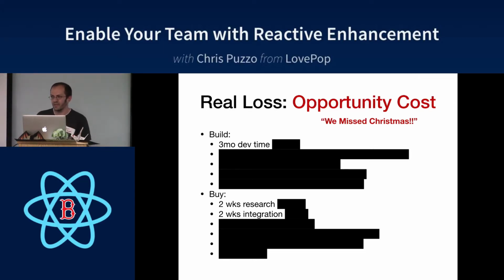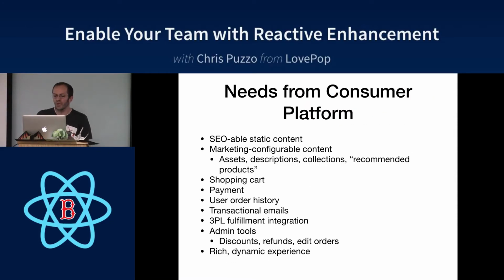If we bought something here, still cost that 2 weeks upfront research, 2 weeks of integration. We're only paying for 3 months of the SaaS fee. The 1% ongoing maintenance is negligible, so net here is 24K. So cool, this is a big win.